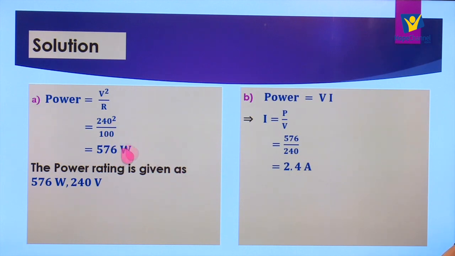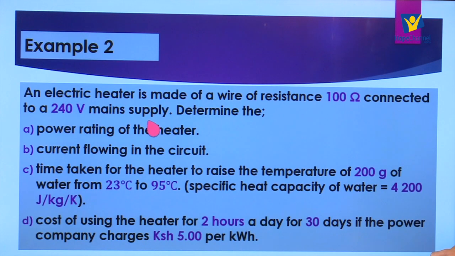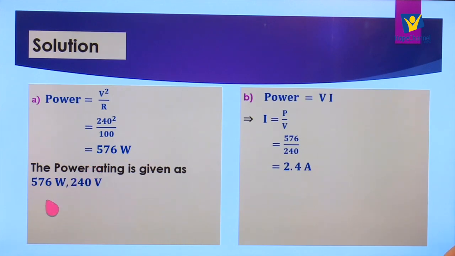57,600 divided by 100 is 576 watts. So the power consumed or transformed is 576 watts. But now in terms of talking of the rating, the power rating is given as 576 W, 240 V. This means that if that heater is operating on 240 V, it will be transforming 576 watts. So this is the power rating of that heater.